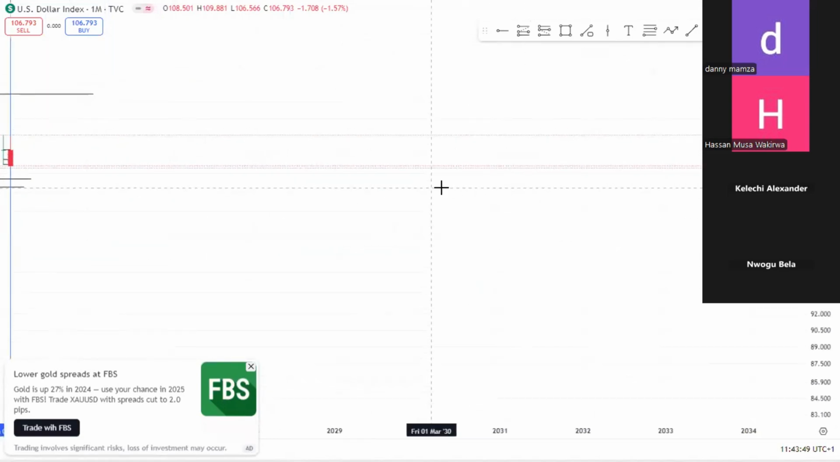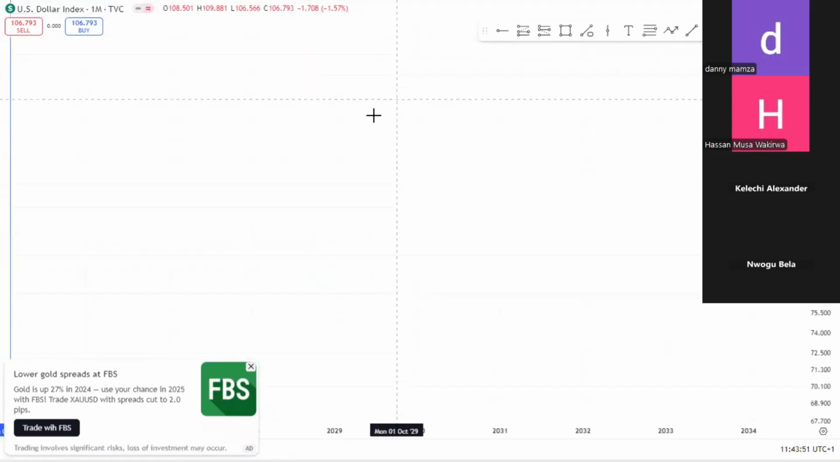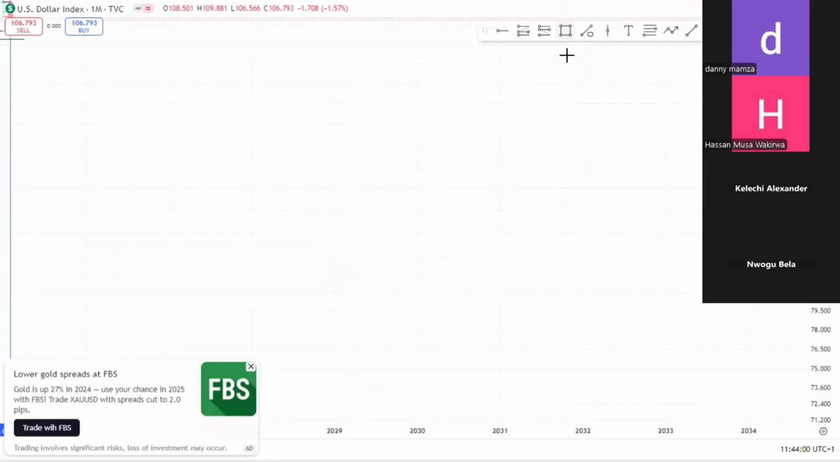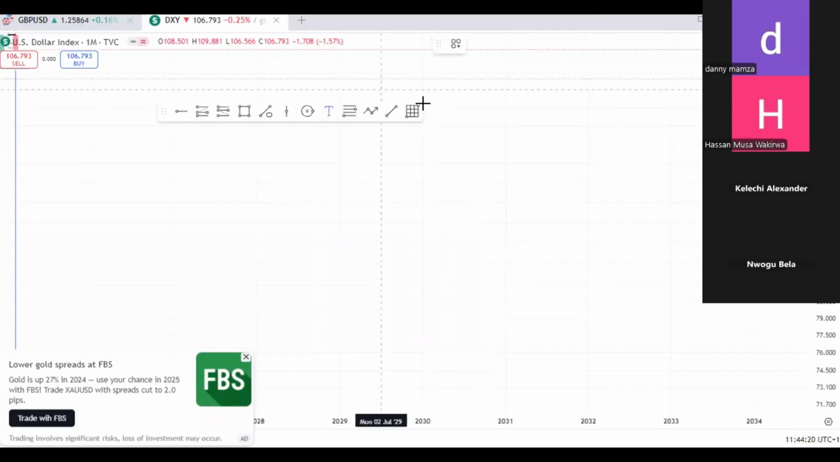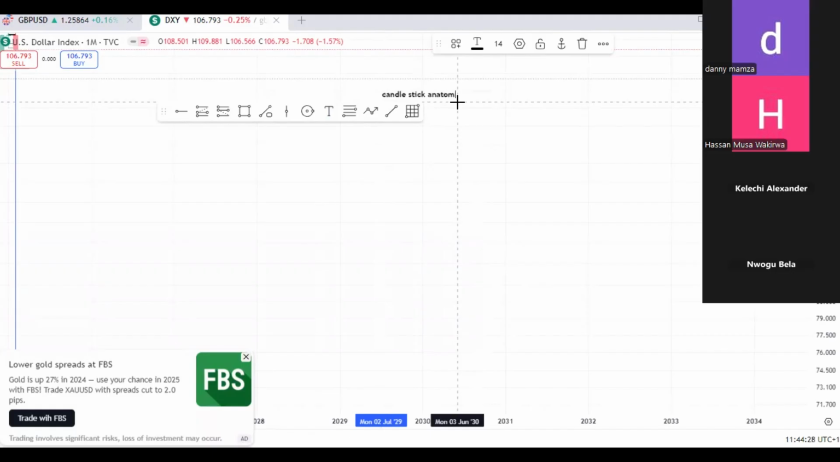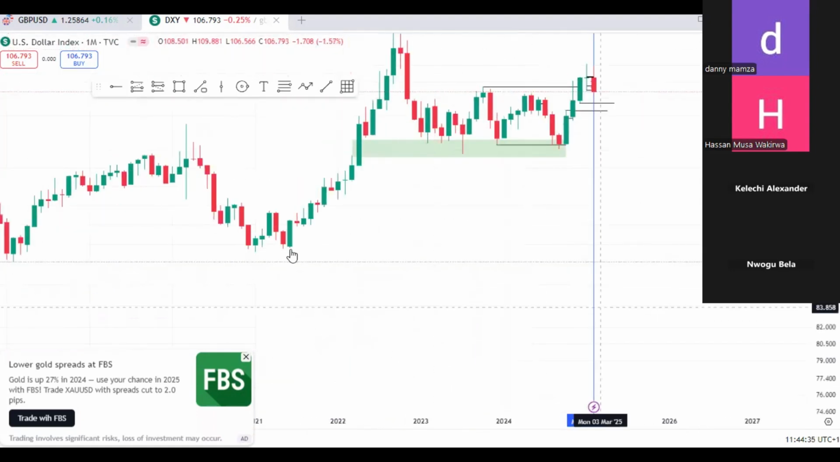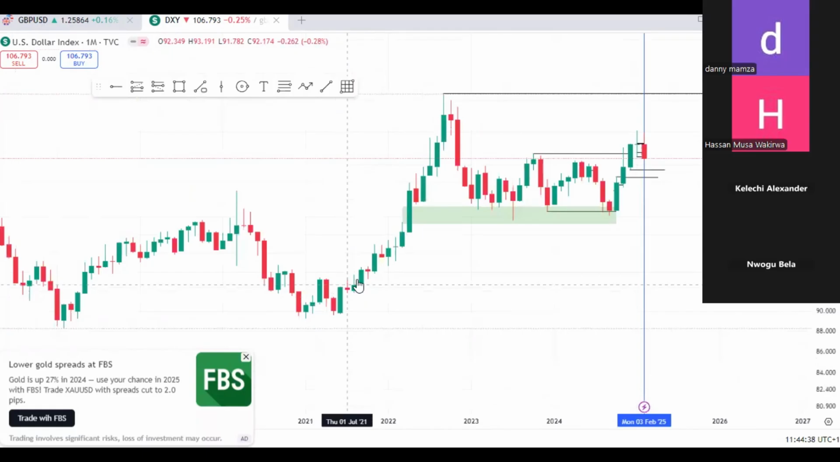We are going to be focusing on candlestick anatomy. Candlestick anatomy, I think that's the basic of the basic when it comes to trading. So candlestick anatomy. Let me write that. Candlestick anatomy. The basics of candlestick anatomy is, when you look at all of this, this is a monthly time frame. So each of these candles you are seeing is what we're going to be looking at the anatomy.